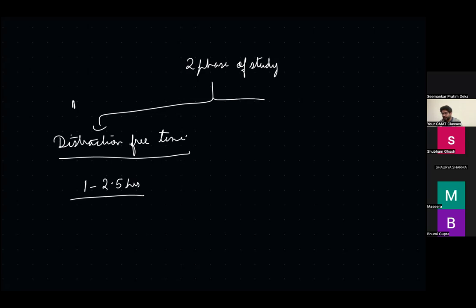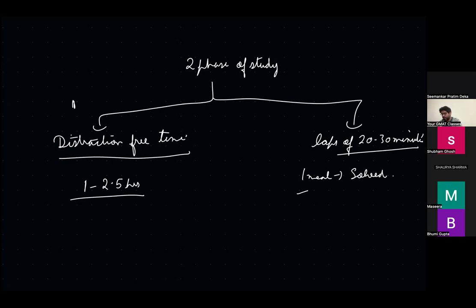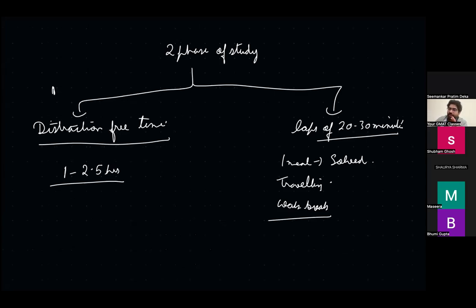Second is in lapses of 20 to 30 minutes. Like with one meal, you sat and solved some quant. While traveling, you did. Let's say you have a work break. So in the work break, you somehow found 20-25 minutes, you started solving. These both need to happen. Otherwise, you won't be able to manage time.